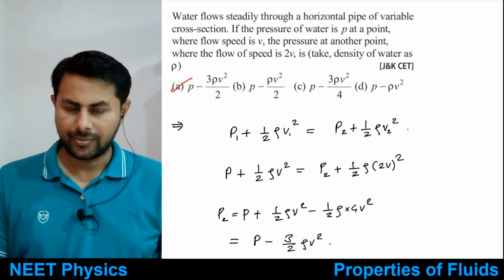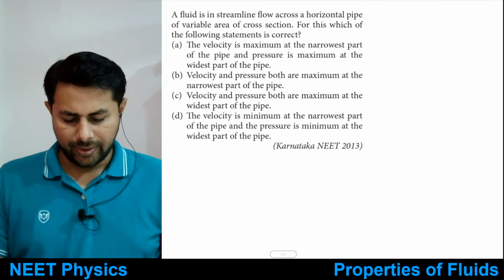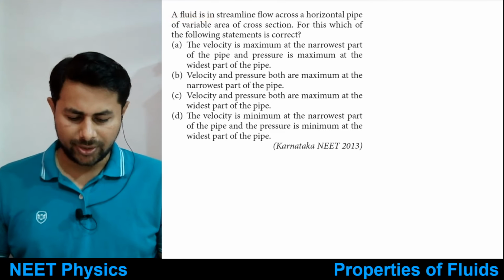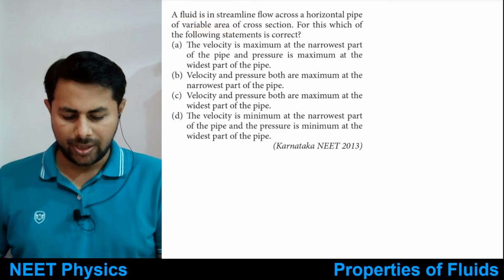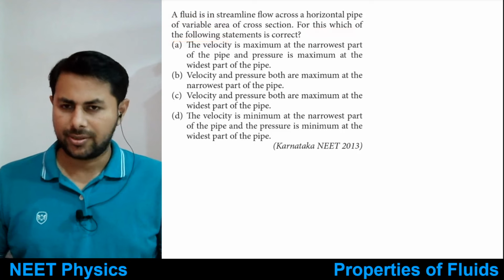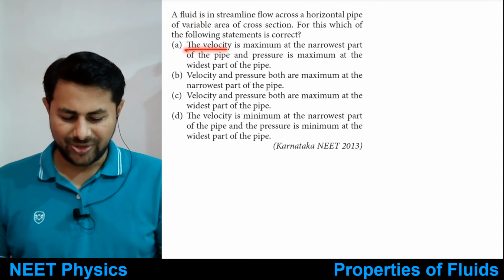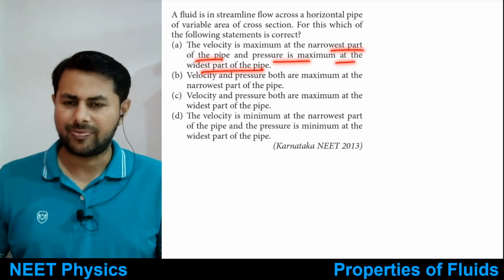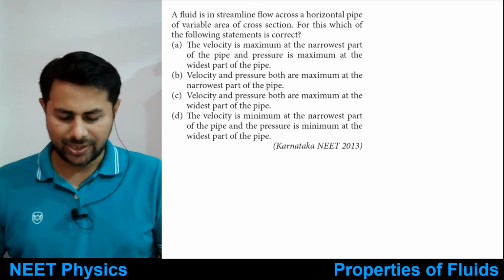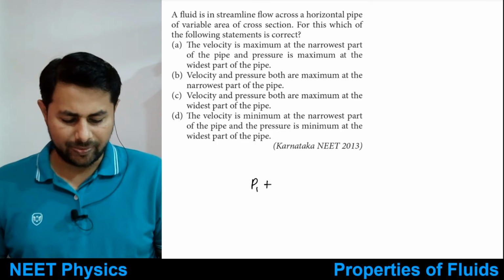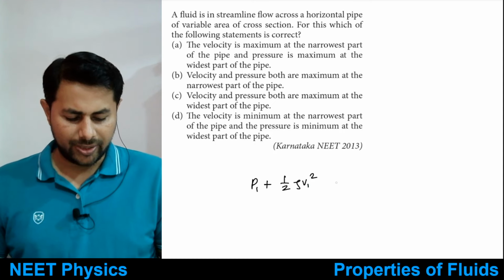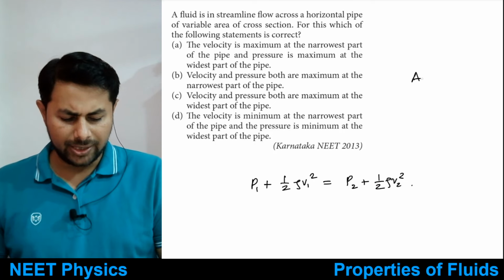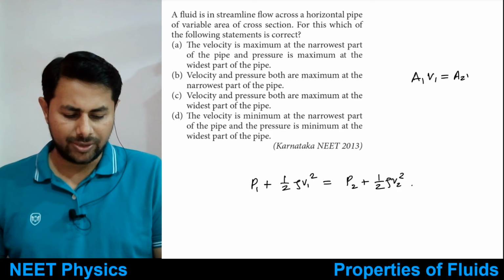All right, good. Let's see next one. A fluid is in a streamline flow across a horizontal pipe of variable area of cross section. For this, which of the following statements is correct? The velocity is maximum at the narrowest part of the pipe and pressure is maximum at the widest part of the pipe. If you just write down Bernoulli's theorem, P1 plus half rho V1 square would be P2 plus half rho V2 square, and the equation of continuity A1 V1 is equal to A2 V2.